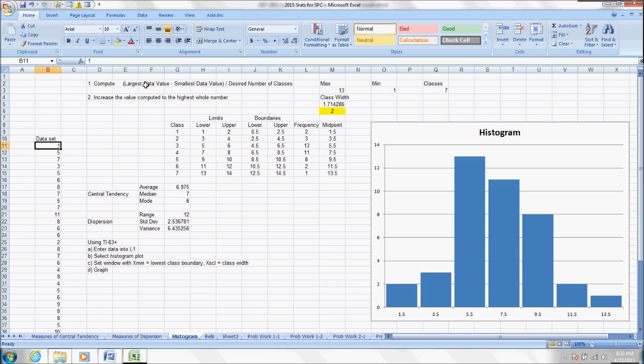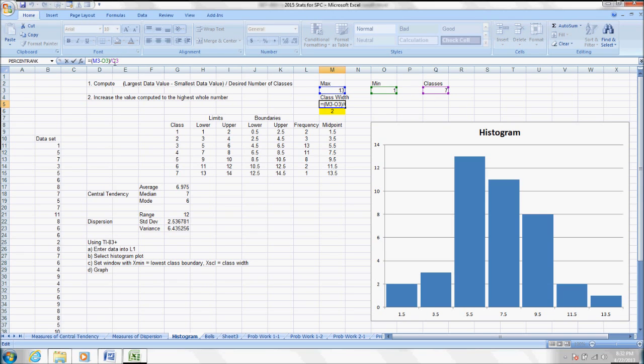Number one, you compute the largest data value minus the smallest. So that's 13 minus 1. So that's 12 divided by 7. And that's what I did here. I took the max minus the min and divided it by 7. And that gave me what's called the class width. And the second operation you need to do with that class width is increase that value to a whole number. And what I mean by that is just round it up to the nearest whole number. So 1.7 rounds to 2.